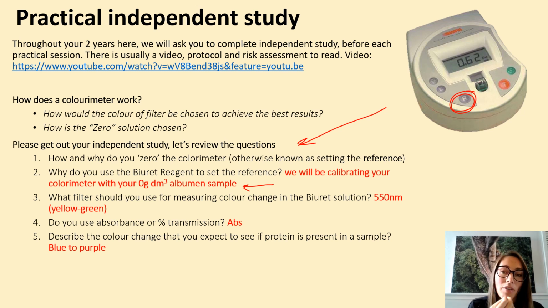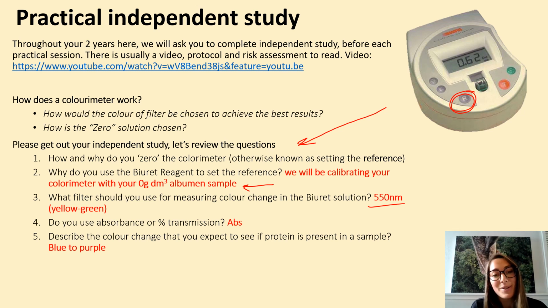Now, whatever you zero it with will vary depending on the practical. The filter that you're using, so today we're going to be using a 550 nanometer, or it's a yellow-green filter, so it'll be shining a yellow-green light through our colorimeter. We'll come back to how the colorimeter works in a second.